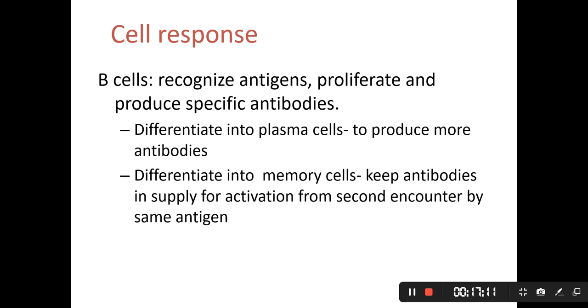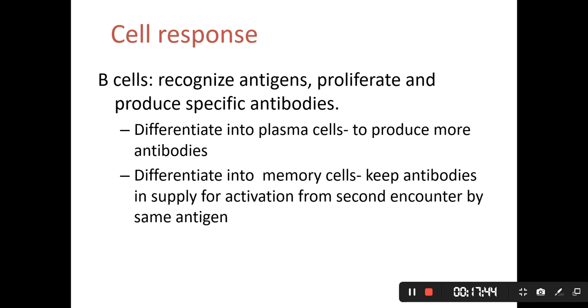Now, the cell response. B cells, what do they do? B cells recognize the antigens, they proliferate and they produce specific antibodies, differentiate into plasma cells to produce even more antibodies, and some of the B cells differentiate into memory cells to keep the antibodies in supply for activation from a second encounter by the same antigen. So what is the function of the B cells? Most of the time B cells produce the antibodies to fight against the infection. It not only does that, it also forms some cells that get converted into the memory cells.